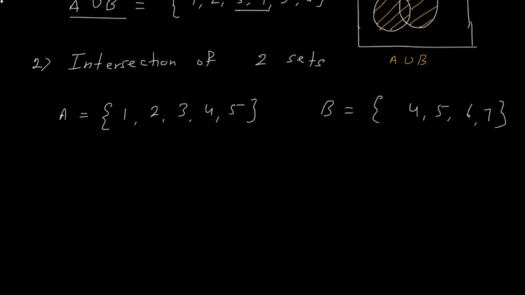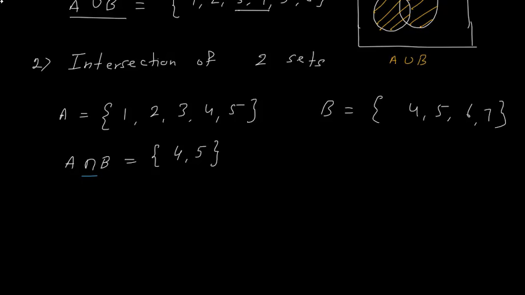Then A intersection B. This symbol, which is just the mirror image of U, is your intersection. A intersection B. So this symbol we use for intersection. Now A intersection B is a third set which includes only the common elements. So here the common elements are 4 and 5. So A intersection B includes 4 and 5.